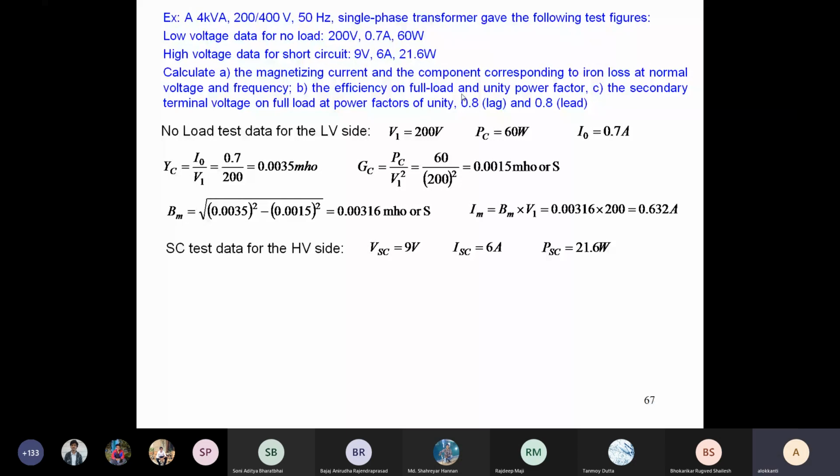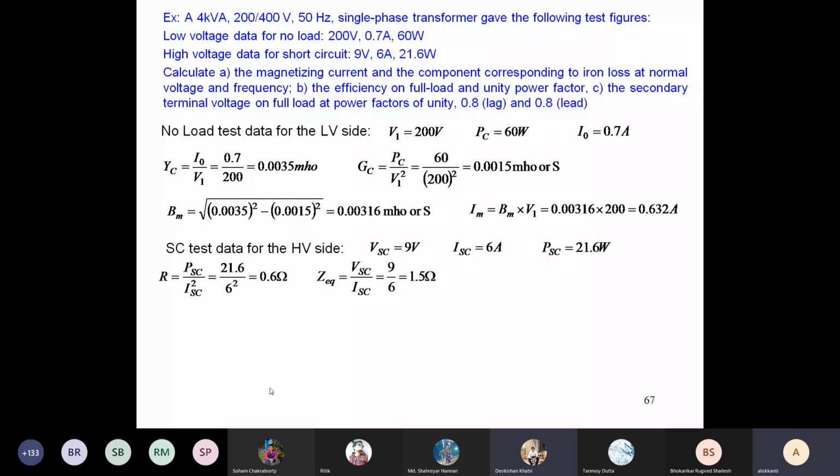From the short circuit data, what will you get? So Z value we can get. Z equivalent, R equivalent and X equivalent. So you find out what is R equivalent: V square by P. And you will get the Z equivalent from V by I. Yes, sir. From here you can find out the X equivalent.